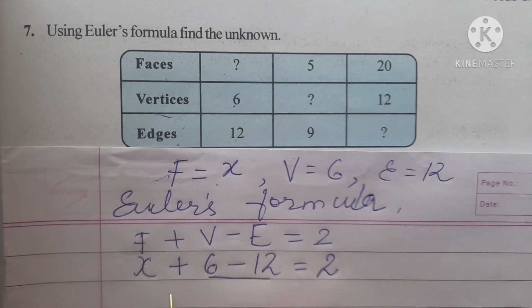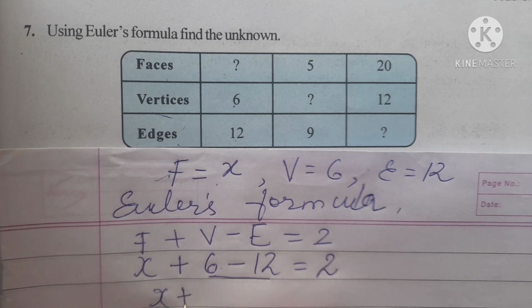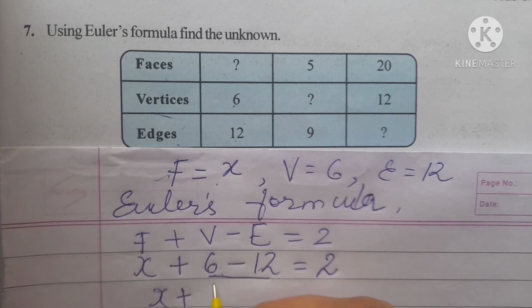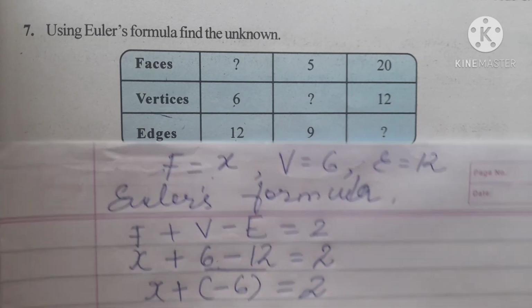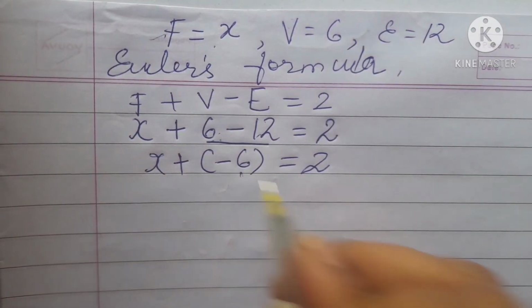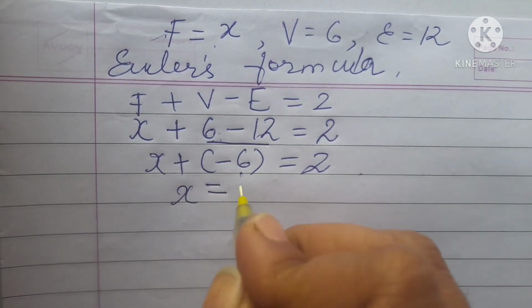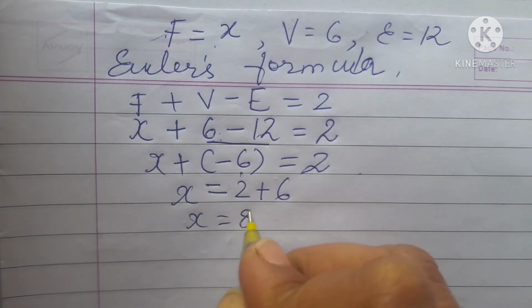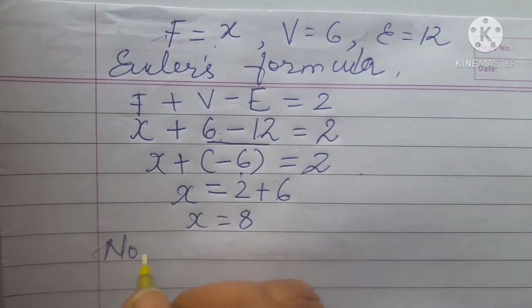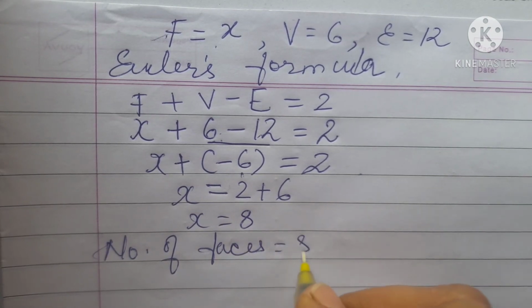First we'll simplify this. x will remain x. Plus will remain plus. 6 minus 12 is minus 6, is equal to 2. So when we take minus 6 to the other side of the equation, it will become plus 6. So x is equal to 2 plus 6. So x is equal to 8. Hence number of faces is 8.